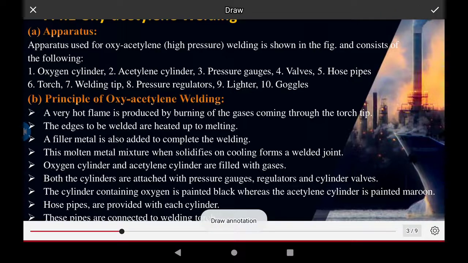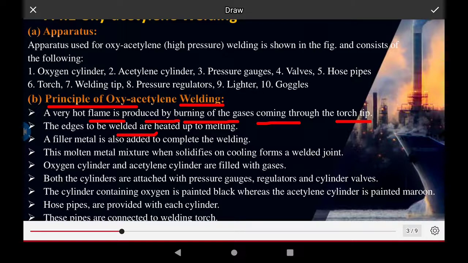The principle of oxyacetylene welding: a very hot flame is produced by the burning of the gases combined through the torch tube. The edges of the metal to be welded are heated up to melting. The filler metal is also added to complete the welding. This molten metal mixture solidifies on cooling to form the welded joint.